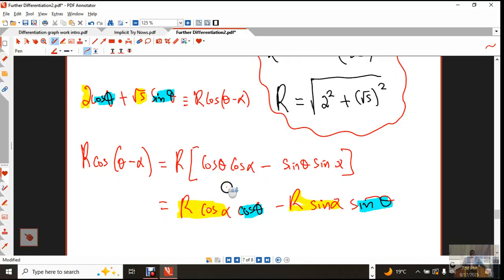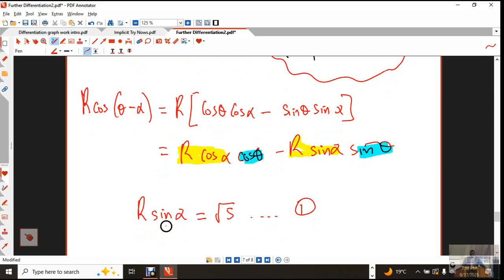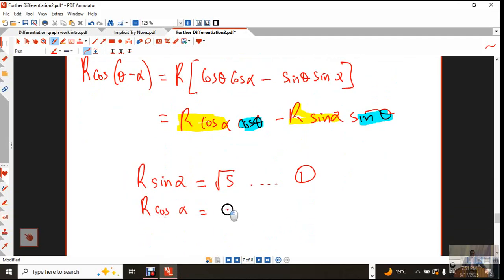Now, let's continue and rewrite it. Of course, the negatives and negatives compare, so you're not going to write down the negative as it's there. So I will have r sine alpha is equal to, now sine alpha is compared to root 5, so that could be my first equation. My second equation is r cosine of alpha, and that is equal to, comparing the coefficient, 2. So that's my second one.